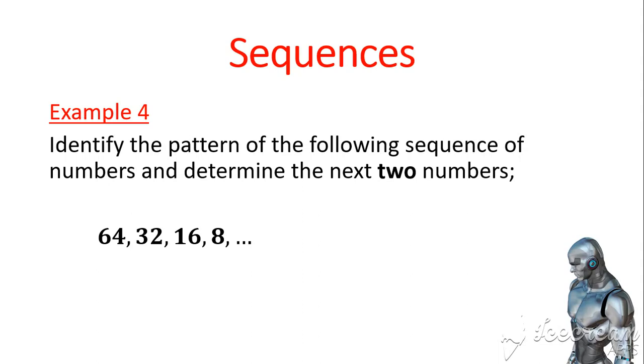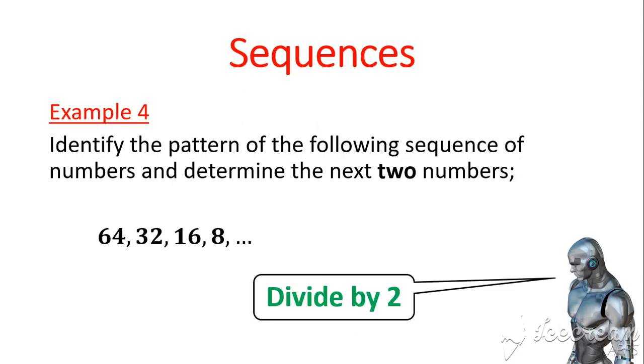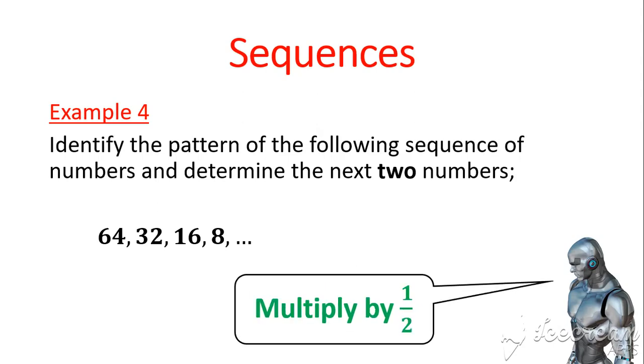Right, here's example 4. Identify the pattern of the following sequence, determine the next two numbers. 64 to 32, 32 to 16, 16 to 8. Now in this example, I hope you can figure out before, yes, we're dividing by 2. But dividing by 2 is the same as multiplying by a half. You need to remember that.